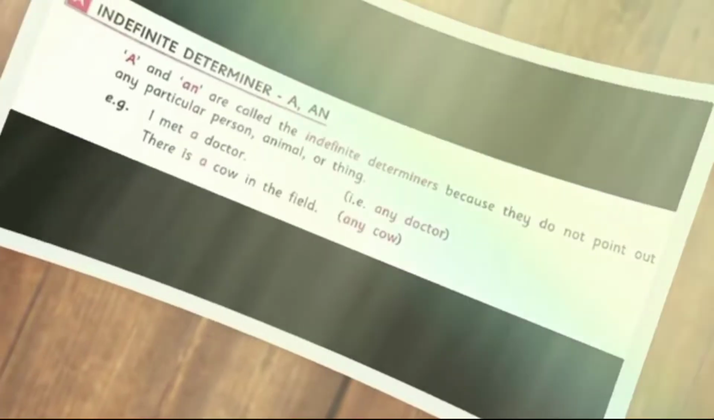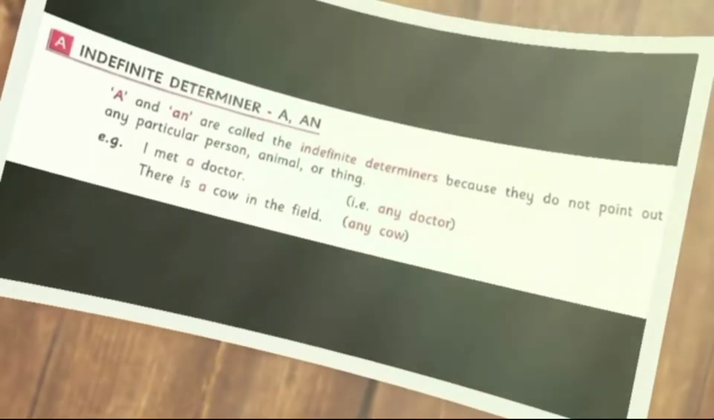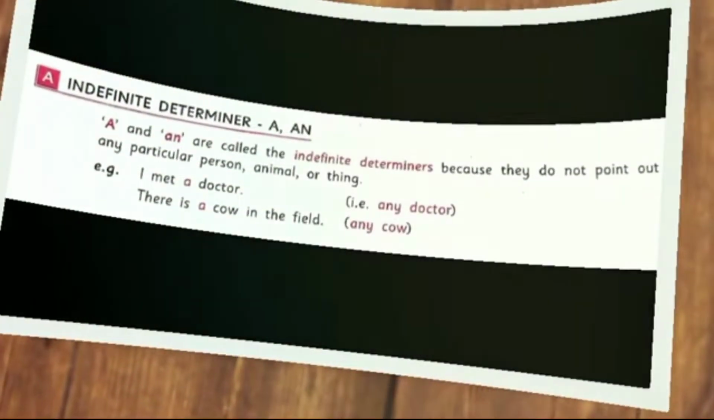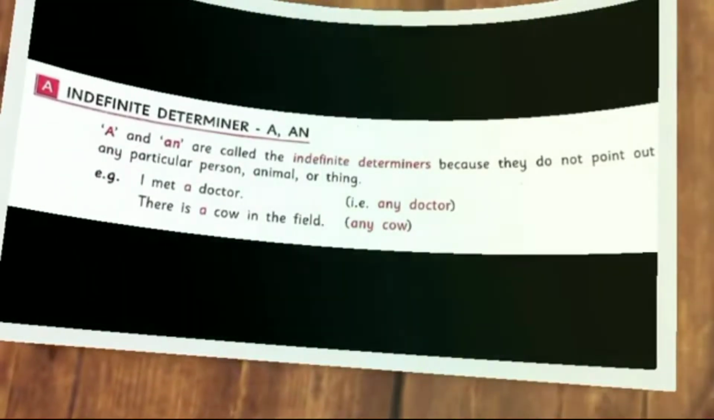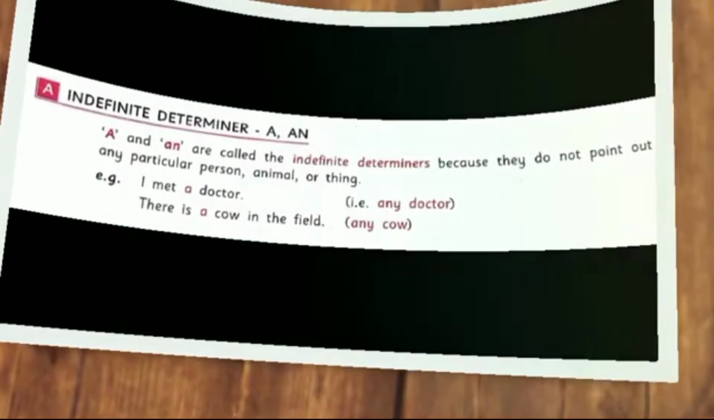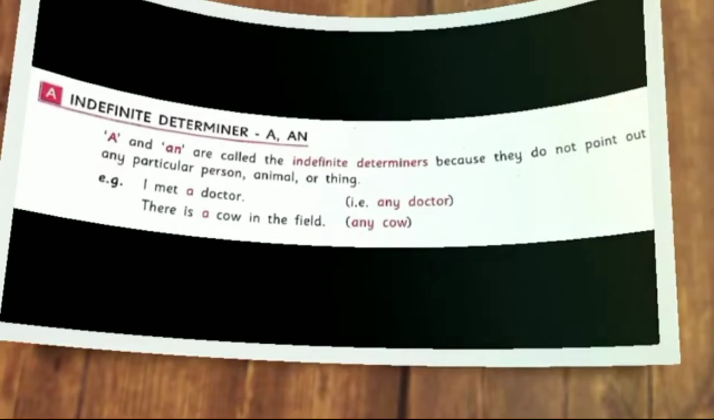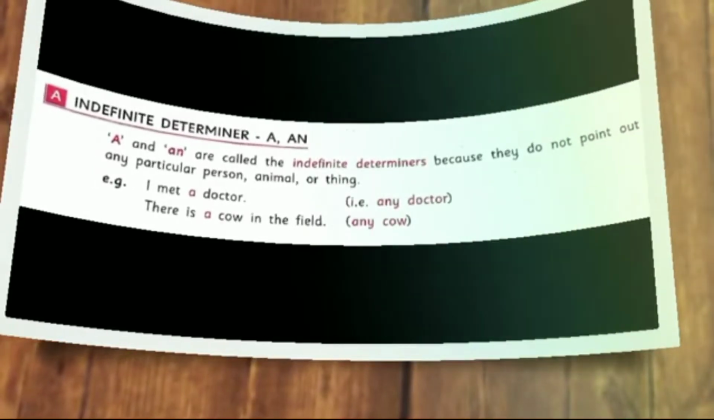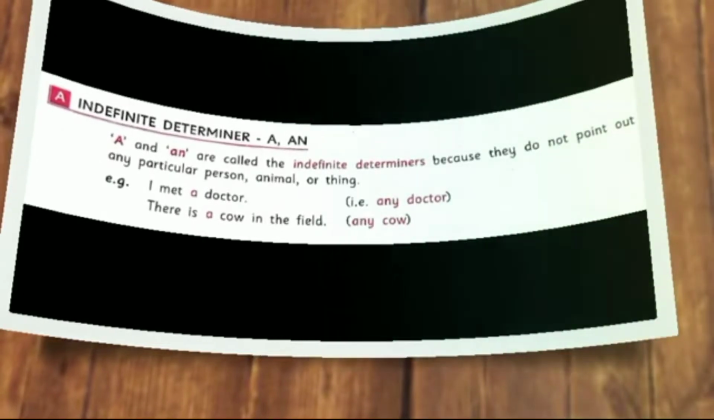Now we divide determiners into indefinite determiners and definite determiners. We start with the indefinite determiners. A and an are called the indefinite determiners because they do not point out any particular person, animal or thing. For example, I met a doctor. It means any doctor, not a particular doctor.